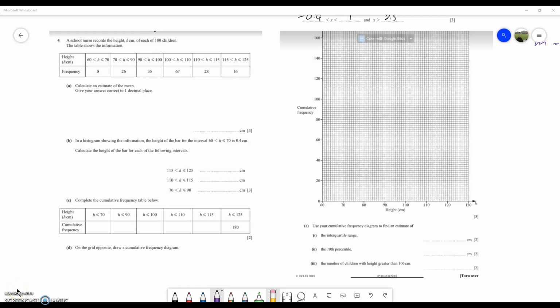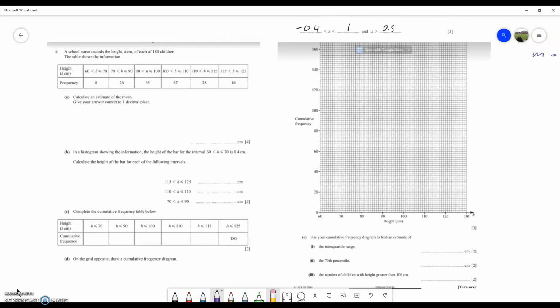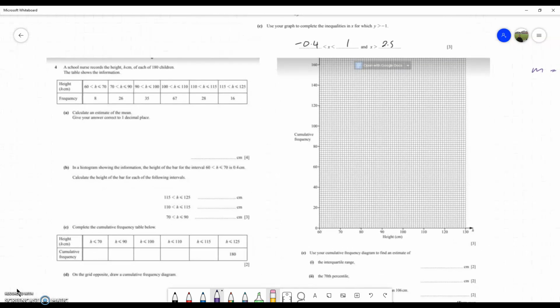Okay, this question is going to look at a cumulative frequency graph and a histogram. The first question is: a school nurse records the height in centimeters of each of 180 children. The information is shown below. So rather than having the individual heights, we've got them grouped together between different class widths or intervals. The key thing in the first question is to calculate an estimate of the mean, giving your answer to one decimal place.